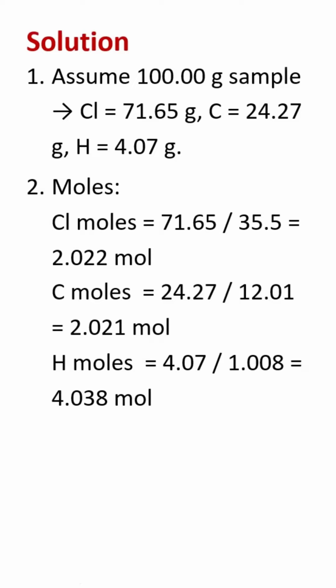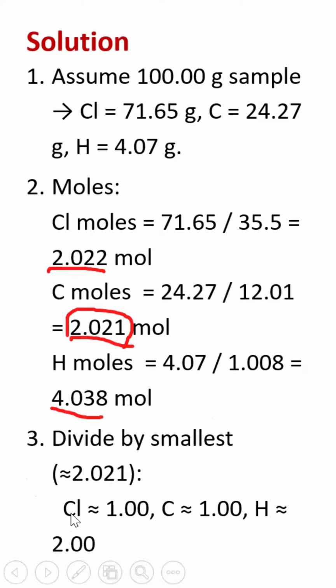We will divide all of these moles by the smallest. So we'll divide each number by this number to get how many moles of each atom are in this compound. And this will give us the empirical formula. We have to round to the nearest integer number. So it means that chlorine has 1 mole, carbon has 1 mole, and hydrogen has 2 moles.